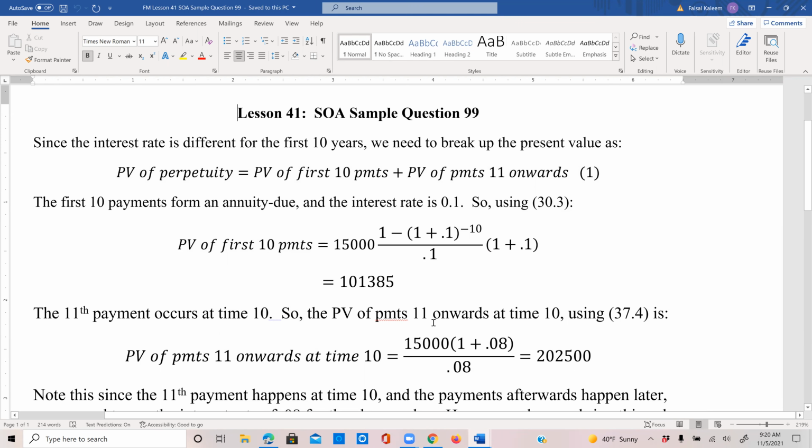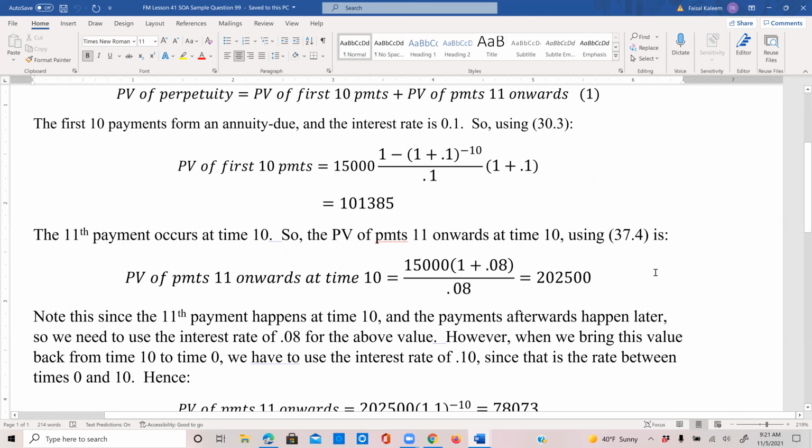So the present value of the 11th payment onwards, at time 10, is what we get when we use the typical perpetuity due formula, which is X times (1 plus i) over i. Remember the interest rate has changed to 8% after time 10. So we get 15,000 times (1 plus 0.08) over 0.08, that's 202,500. But that's the present value at time 10, and we need to push it back to the present value at time 0.